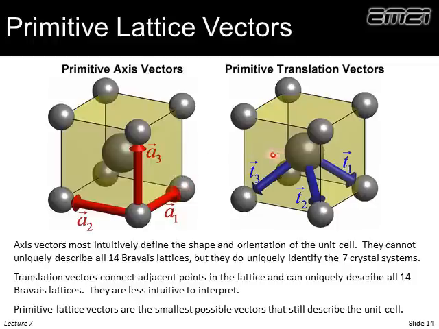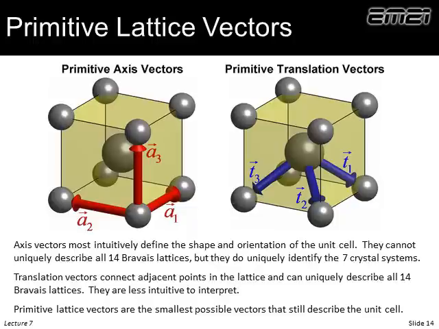Then we have translation vectors. These are a little bit more abstract, maybe a little bit harder to visualize, but they connect adjacent sites in the lattice. Now, the drawback of axis vectors is that they do not uniquely describe all 14 Bravais lattices. For example, we're showing a body center cubic unit cell on the left, but in fact, simple cubic, body center cubic, and face center cubic would have the same primitive axis vectors. So we can't uniquely describe all 14 Bravais lattices.